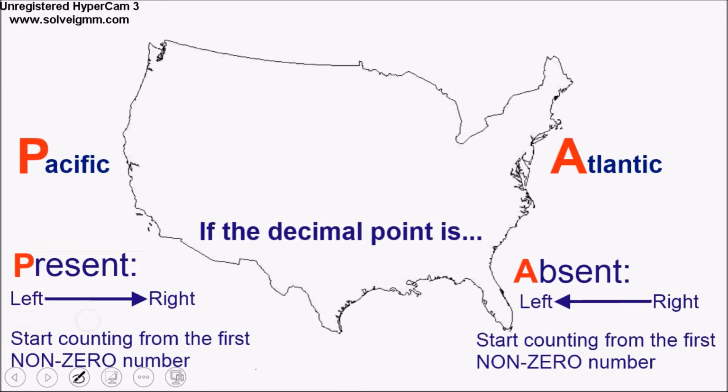On the other hand, if the decimal point is absent, and notice the word absent starts with an A, then you're going to start from the Atlantic or right side, which means you're going to scan the number from right to left until you reach the first non-zero digit, and then you will start counting significant digits.